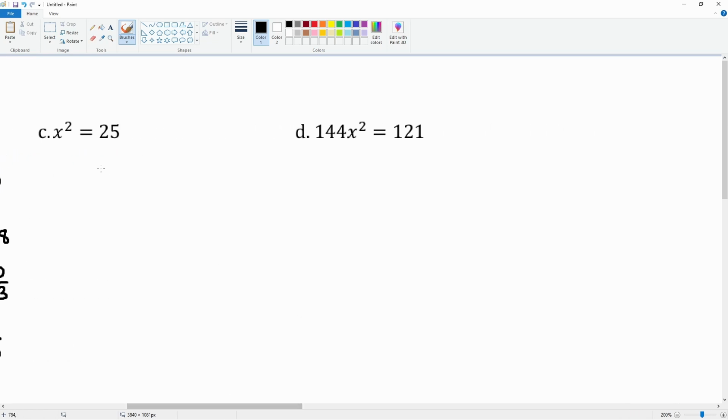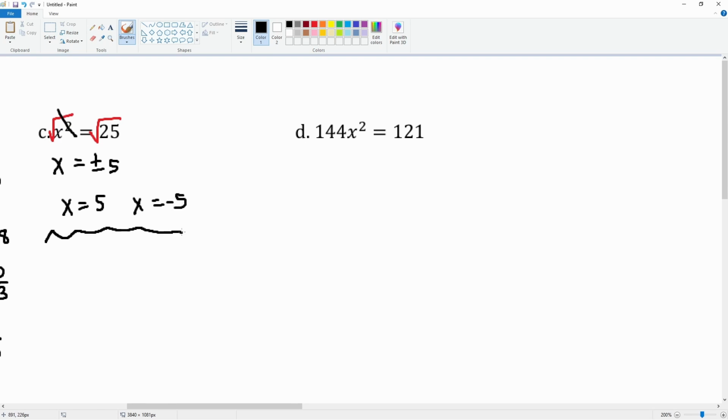All right, C. X squared is equal to 25. Technically, you can factor, or why don't I just take the square root of both sides? This cancels. X is equal to what? Plus and minus 5. So your answer is x is equal to 5. X is equal to negative 5.